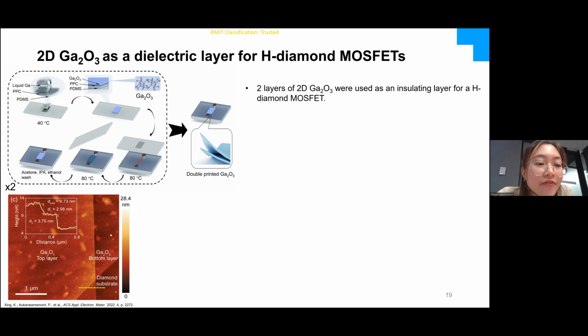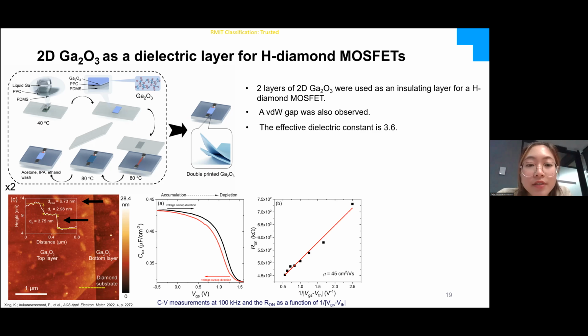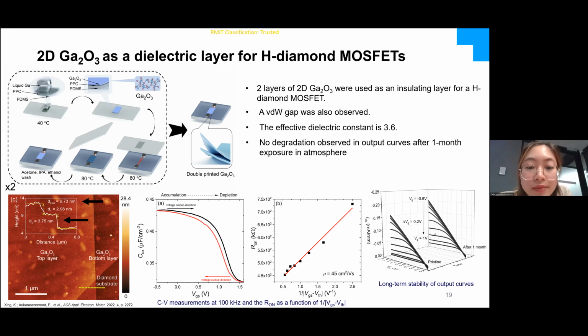So this is the AFM of the structure. And we can see again the van der Waals gap that's present between the 2 layers here. We characterized the device and found that the effective dielectric constant of the gallium oxide is about 3.6, which is comparable to SiO2. We also did a long-term stability test on the output curves, and we observed no degradation after 1 month of exposure in atmosphere.